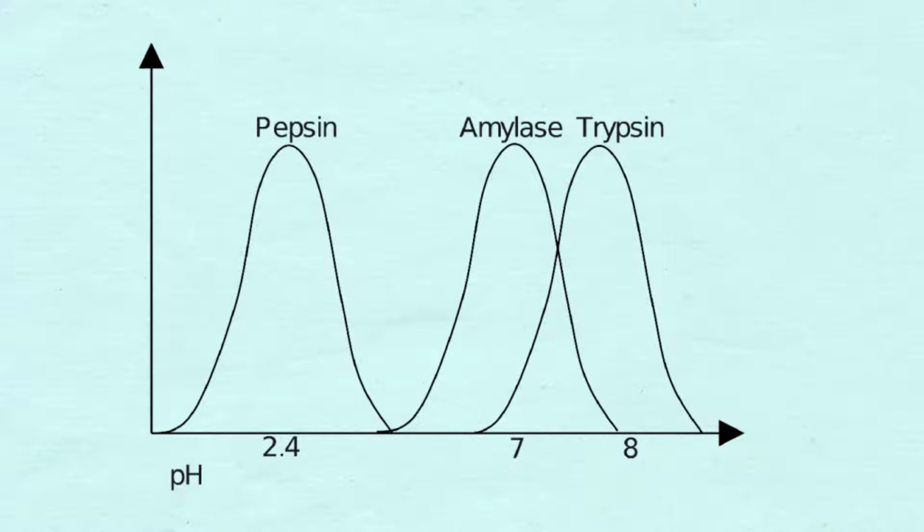pH is a measure of hydrogen ion concentration. When the pH is acidic, there are more hydrogen ions. When the pH is more alkaline, there are more hydroxide ions. Hydrogen and hydroxide ions both have a charge. Hydrogen ions are positively charged. Hydroxide ions are negatively charged.